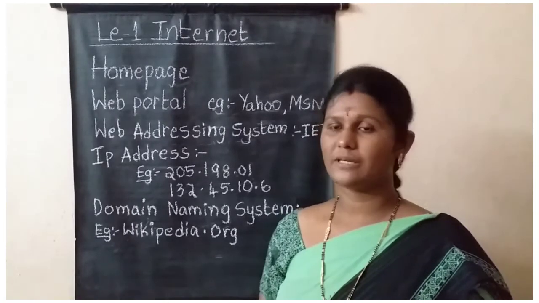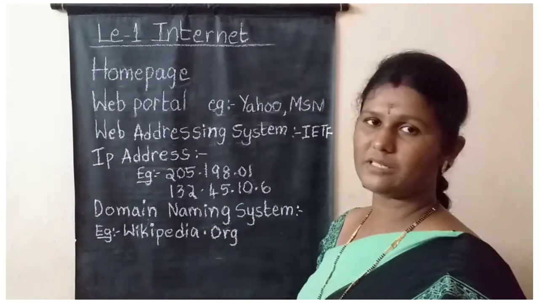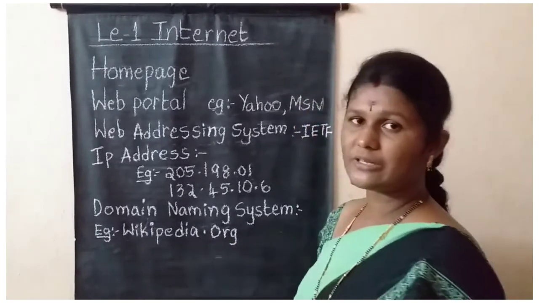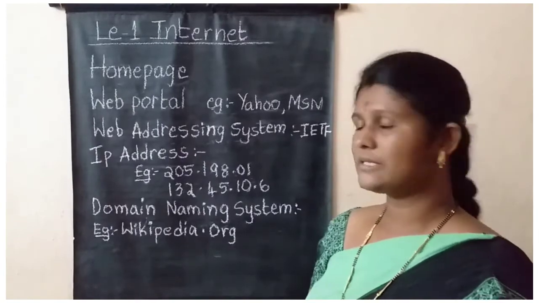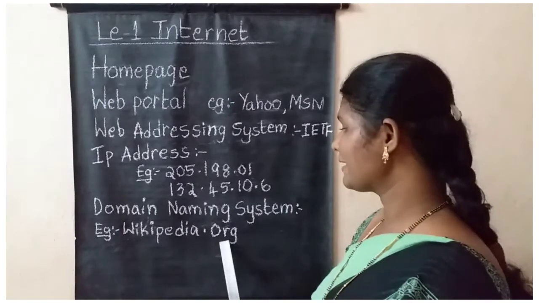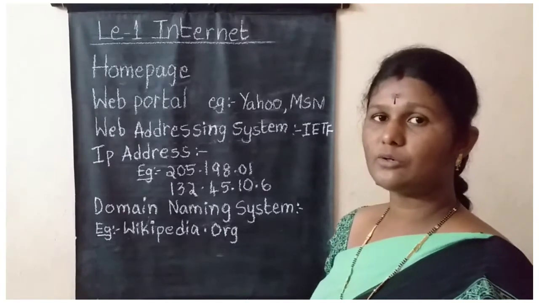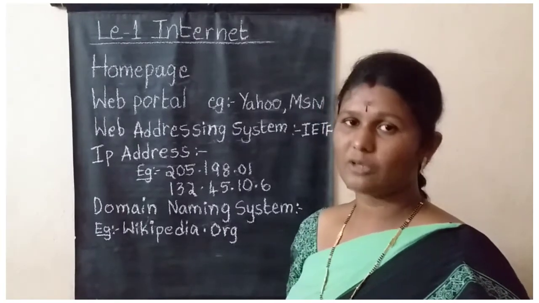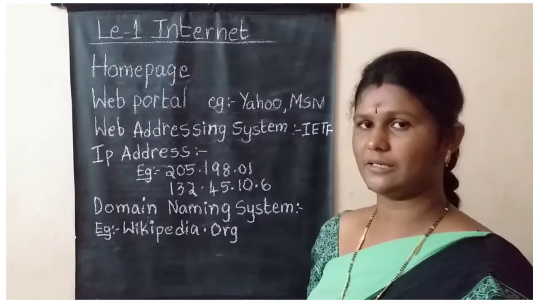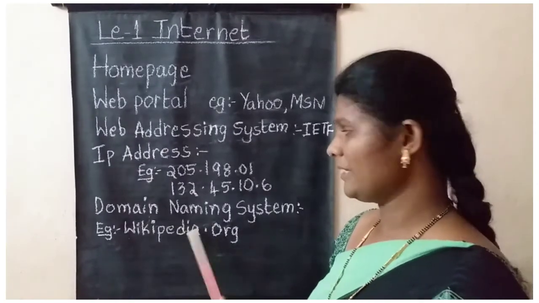So what is a domain? For example, wikipedia.org is an example of a domain name. Wikipedia is the domain, and .org is an extension. A domain name contains two parts. The first part is called the domain and the next part is called the extension. The domain is the name. The extension tells what we are using it for, for example commercial, organizational or educational purposes. This is an example of the domain naming system.